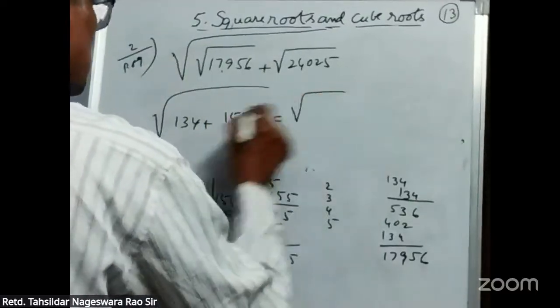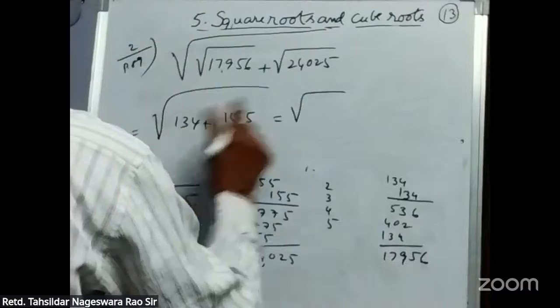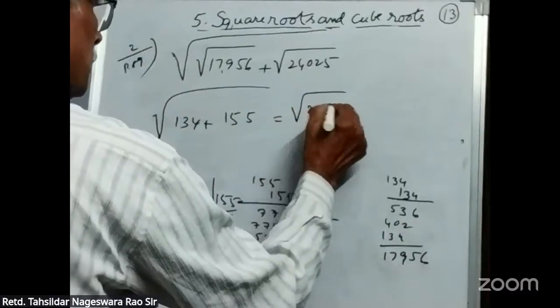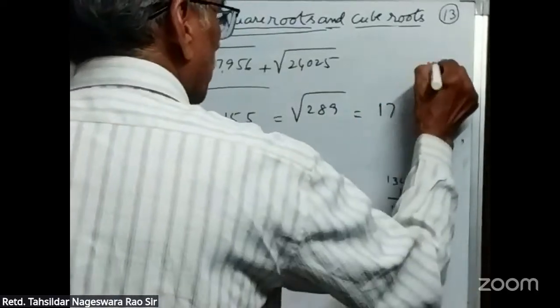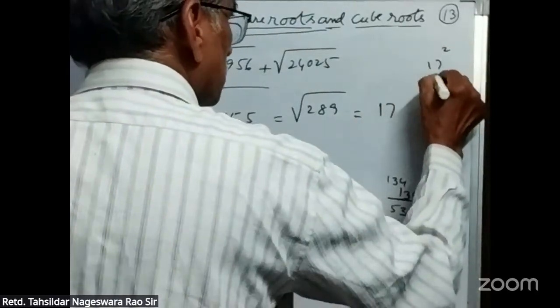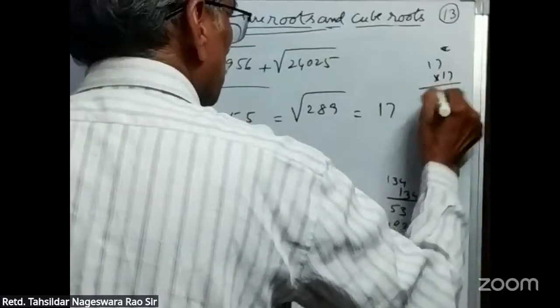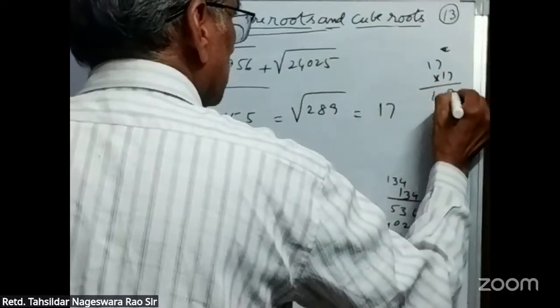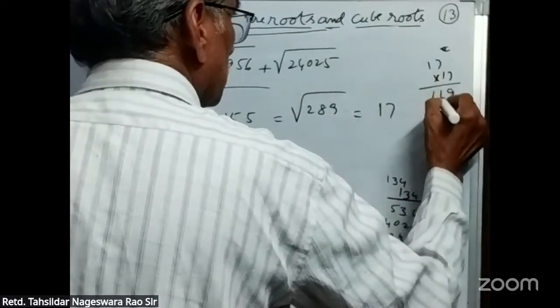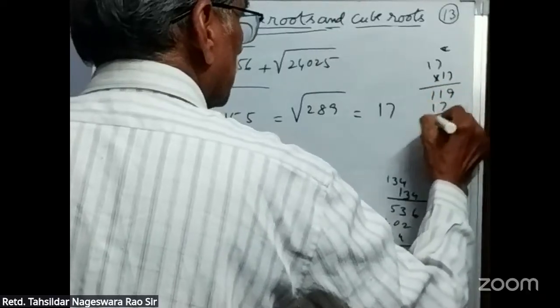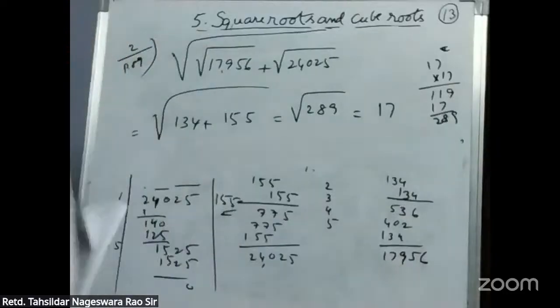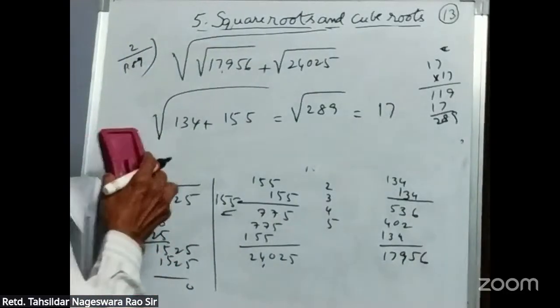Square root of 289. 289 square root will be 17. 17 square is 289. Next question.